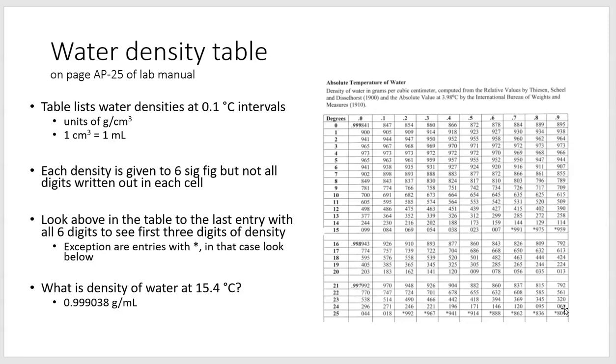Now, we have to remember that there are 3 digits before that 069, and we go up, and the last cell with all 6 digits above it is 0.997. So for 24.9, it's 0.997069. And I gave you another little example down here in case you're wondering.